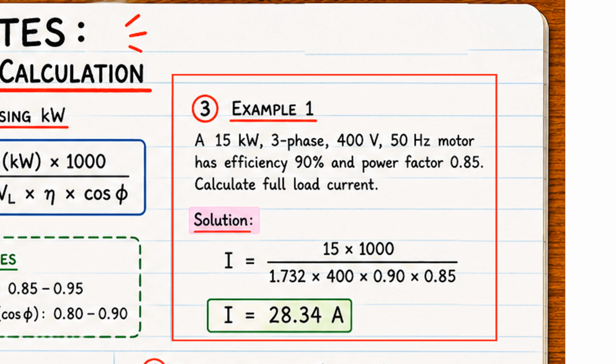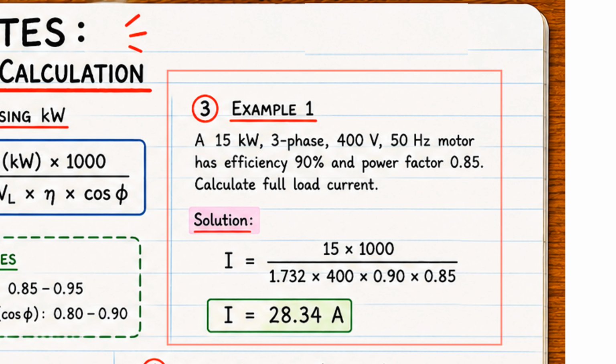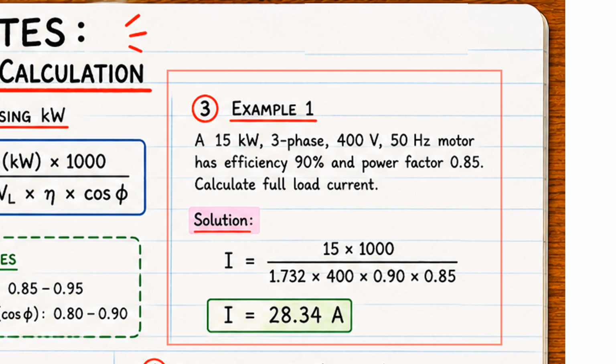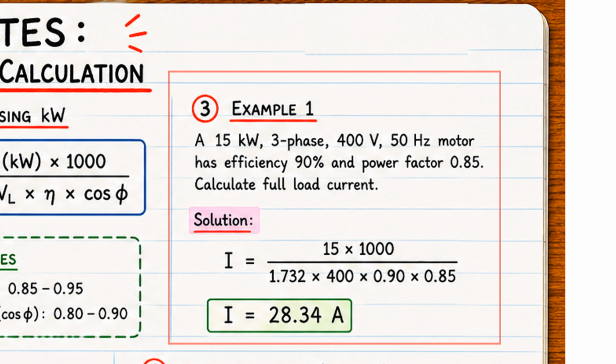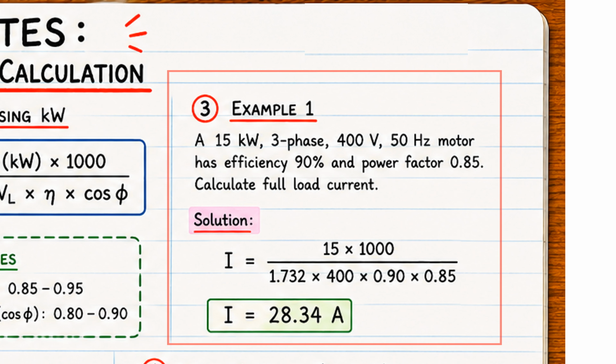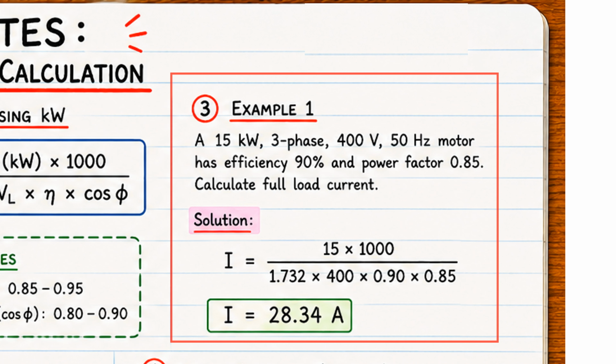For a motor with 28.34 amperes, the breaker is typically selected at about 1.25 to 1.5 times the rated current. This gives a range of approximately 35 to 42 amperes. In most cases, a 40-amp breaker with a C or D tripping curve is selected. The D curve is more suitable for motors because they have high starting currents.